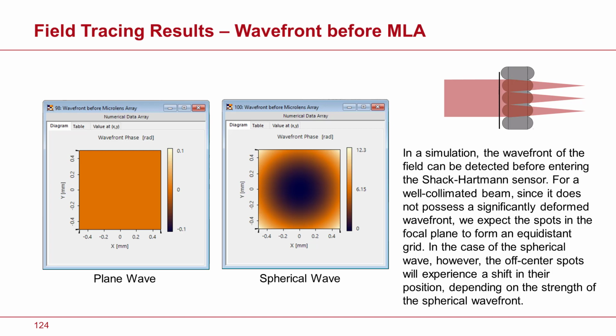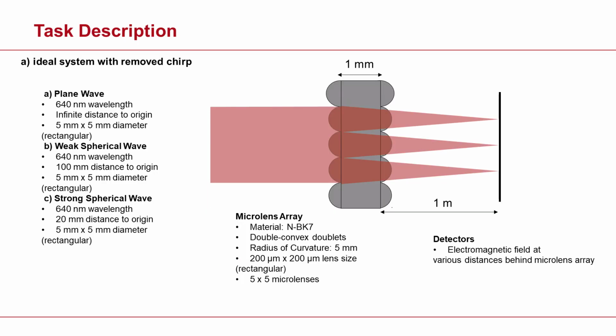But in reality, we always need indirect measurement techniques in order to be able to see or to somehow measure the phase of an electromagnetic field, the phase of the light. And one of the ways in which we can perform that measurement is using a Shack-Hartmann sensor. A sketch of the system would be this one.